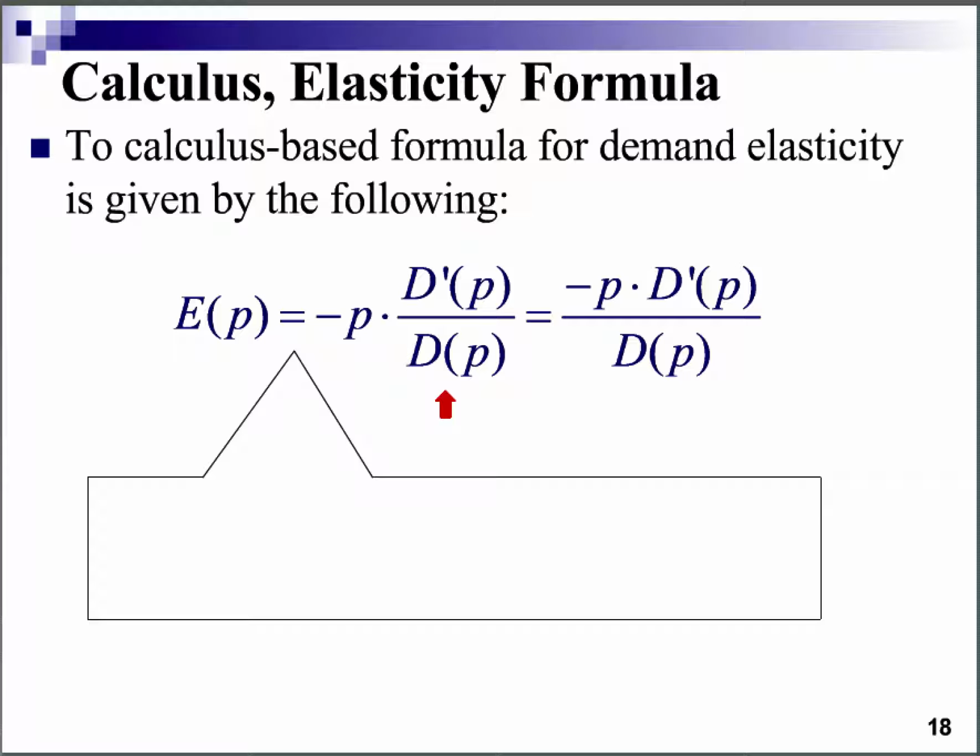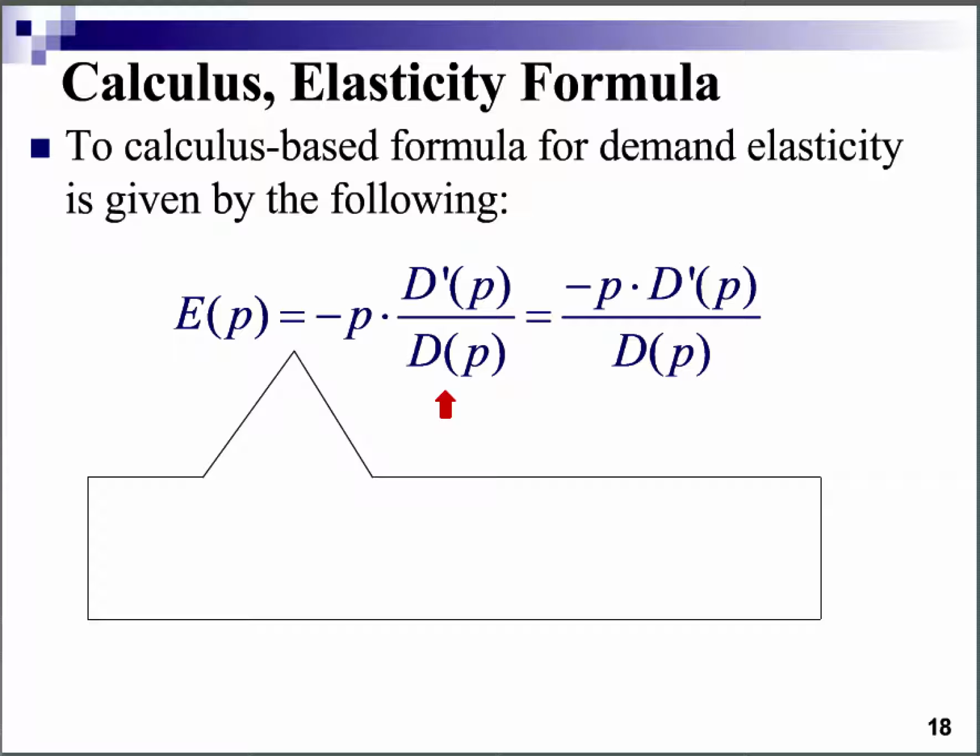Now notice this ratio here, d prime of p divided by d of p, is a derivative divided by a function, and so by definition it's a growth rate. So what we have in this fraction is the growth rate of demand. To find the elasticity value at a price, we take the growth rate of demand and multiply it by the negative of the price.